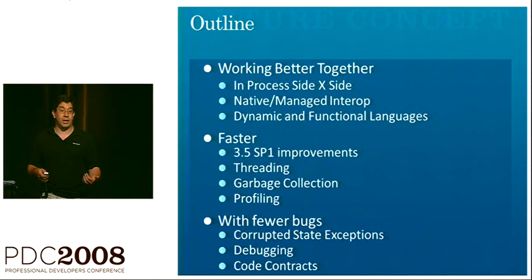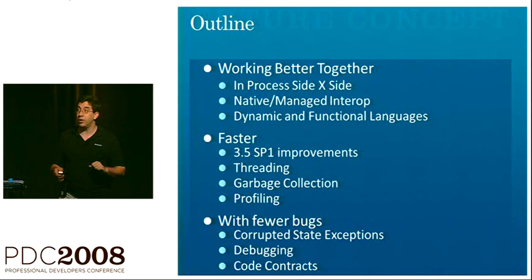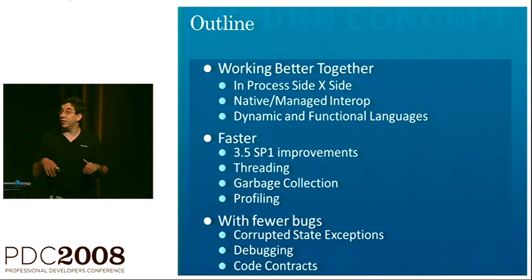Next, I'll go on to talk about various speed improvements we're making. I'm going to digress. Everything I'm talking about today is new, except for I'm going to give you a quick overview of what we did in 3.5 SP1, which was primarily stuff around startup time and install time. I'll talk about some improvements we've made to threading that will help your multi-core code get faster. Then I'll talk about some garbage collection stuff we've done that's going to address some of those latency issues we were talking about before I got started. And finally, I'll talk about some profiling improvements that will help you write faster code.